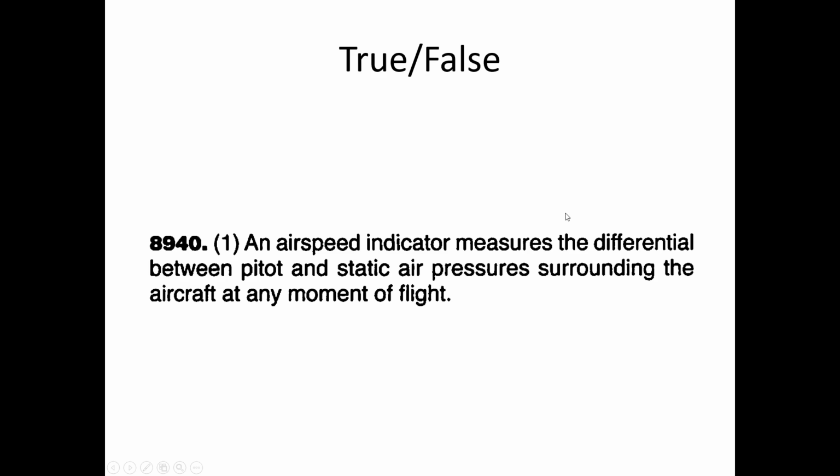True or false question. An airspeed indicator measures the differential between pitot and static air pressures surrounding the aircraft at any moment of flight. Ties into the last question we answered. Yes, that's the differential. That's why when the line came loose inside the cabin, the differential was not as great. So true.